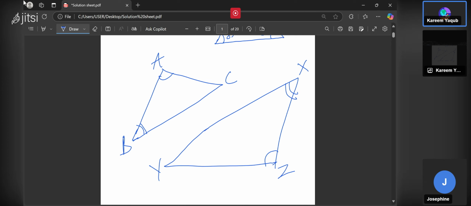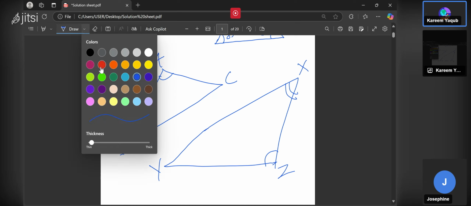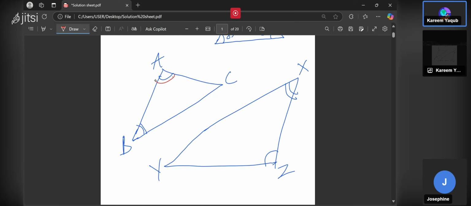Now, if you look at angle A that we have here, and this angle here, they have the same, they just have one curve. While angle B and angle X, how many curves? Two. Then C and Y, they don't have any curve. So angle A is equal to angle Z, angle B is equal to angle X, and angle Y is equal to angle C.